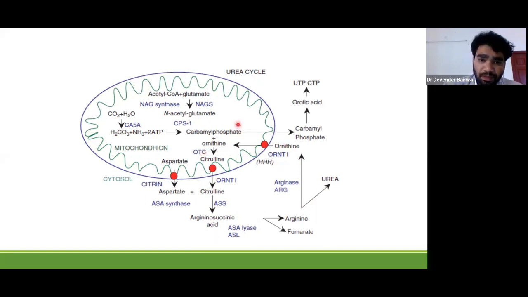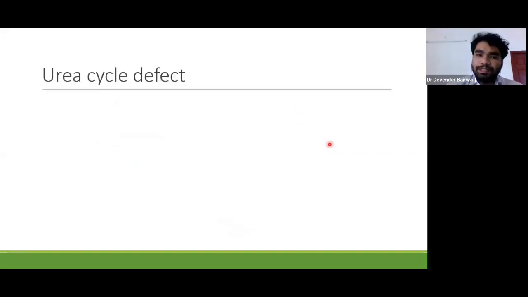Okay. This carbamoyl phosphate, when not binding ornithine, if its concentration increases, it can go out of mitochondria. It can be converted to orotic acid, and then subsequently can be converted to UTP and CTP. So let's see what these urea cycle defects are.